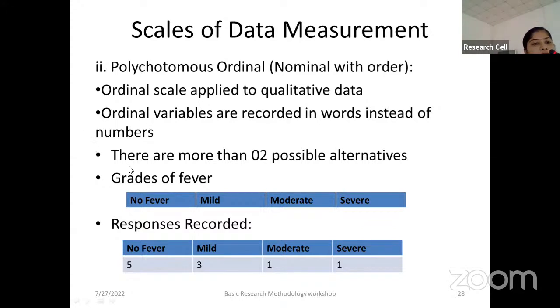For example, okay, so here there are more than two possible alternatives again. For example, we record the grades of fever. So the grades of fever are no fever, mild, moderate, or high grade fever, or severe fever. Okay, here we are giving words to record the data. You will have responses like 5 participants have responded to no fever, 3 maybe to mild, maybe 1 to moderate, and maybe 1 to severe. This is how you are going to collect the data.